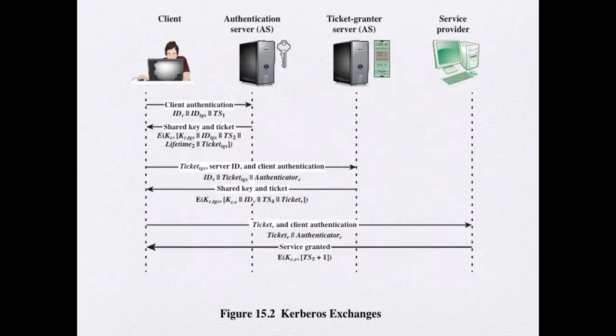So now we'll see it in notation form. Initially, the client, the authentication server, the ticket granting server, and the service provider are deployed. Here, the authentication server and the ticket granting server are the Kerberos method. These are the two types of modules which are there in Kerberos. So between client and server, Kerberos will play a key role.